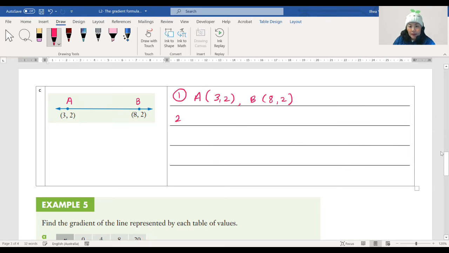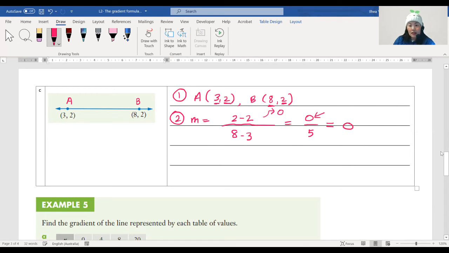And the second step, I'm going to put it in the formula. Okay, so y2 minus y1. Ooh, look at this. 2 minus 2, that's going to be 0. And then x2 minus x1, 8 minus 3. So it's going to be 0 over 5. It doesn't really matter whatever you've got on the denominator. That's 0, so the whole thing's going to be 0.